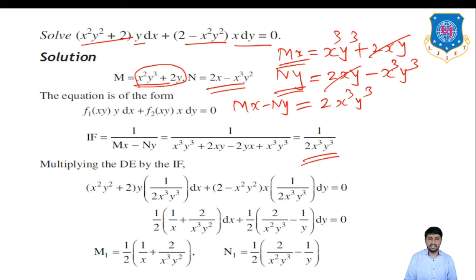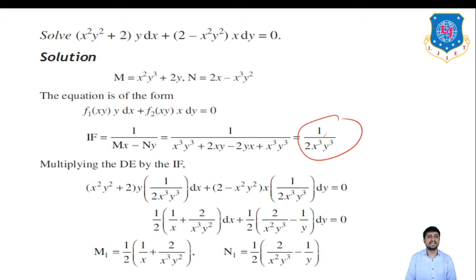Clearly I write each and every step so you can easily understand. So now this is my integrating factor, 1 upon 2x cube y cube.